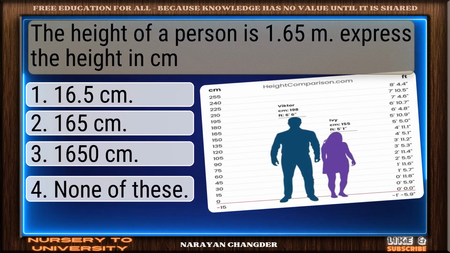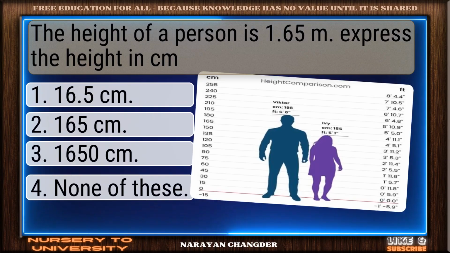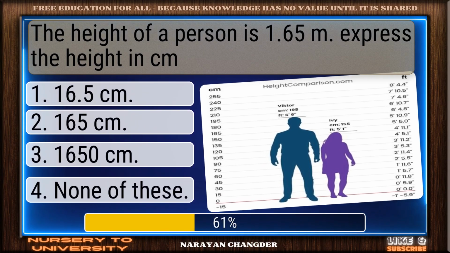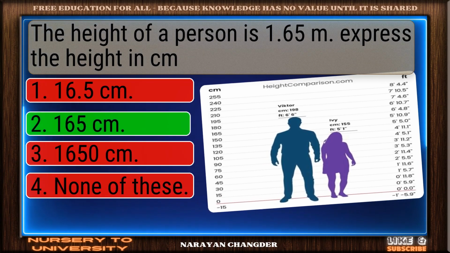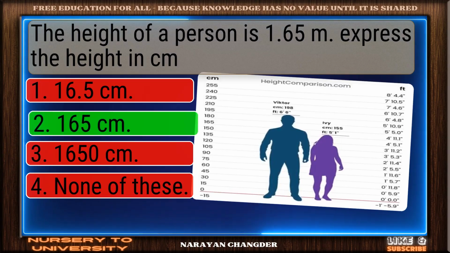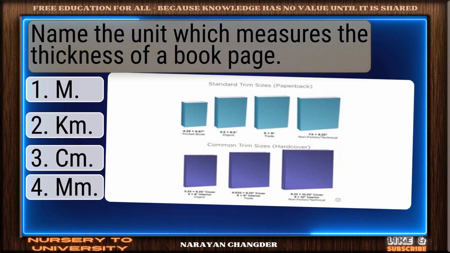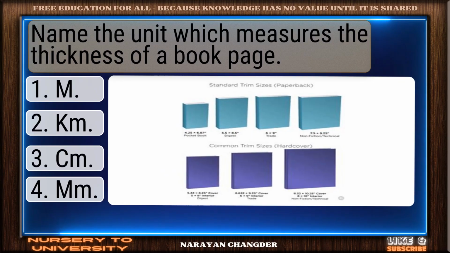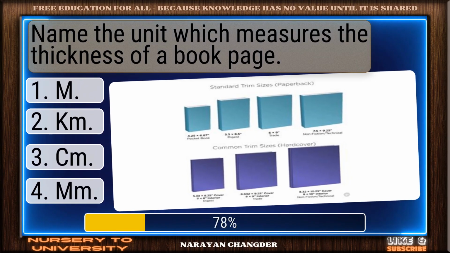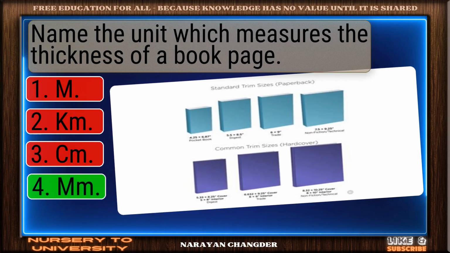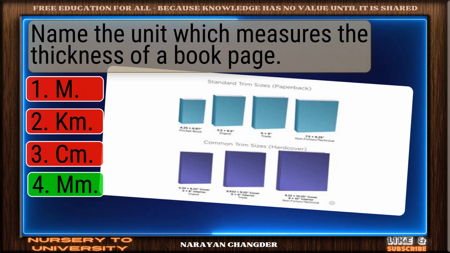The height of a person is 1.65. Express the height in cm. Nice work. You chose 165 cm and it is correct. Name the unit which measures the thickness of a book page. Excellent choice. M is the right answer.